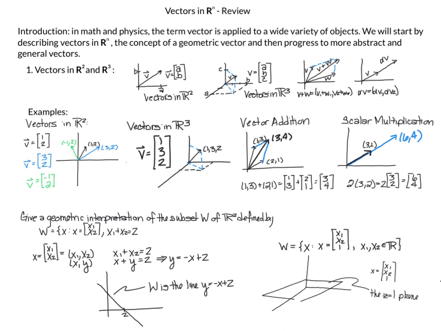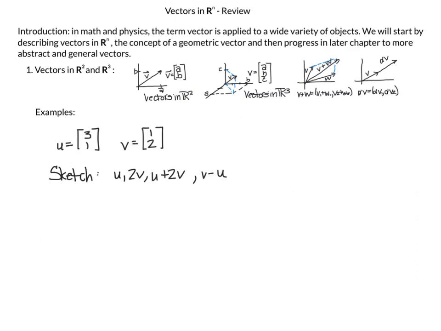This is not cursory because it's not important. It's cursory because I figure you probably have already done this before. So just a quick example: if u is equal to (3, 1) and v is equal to (1, 2), we want to sketch u, 2v, u plus 2v, and v minus u.